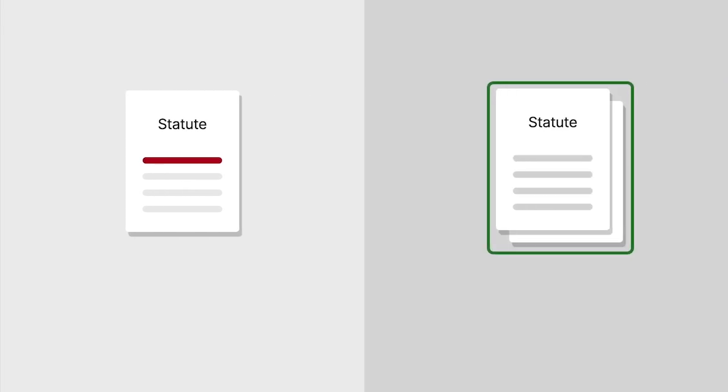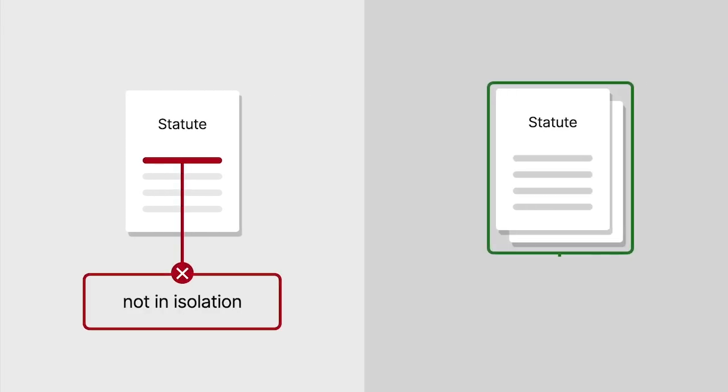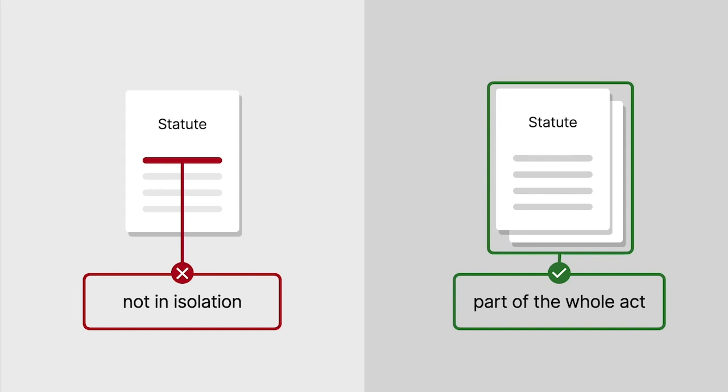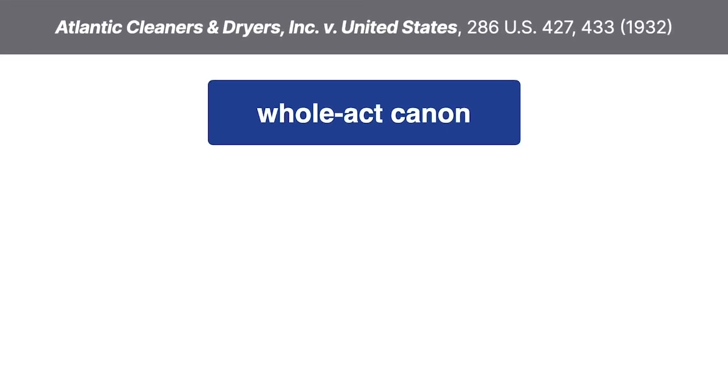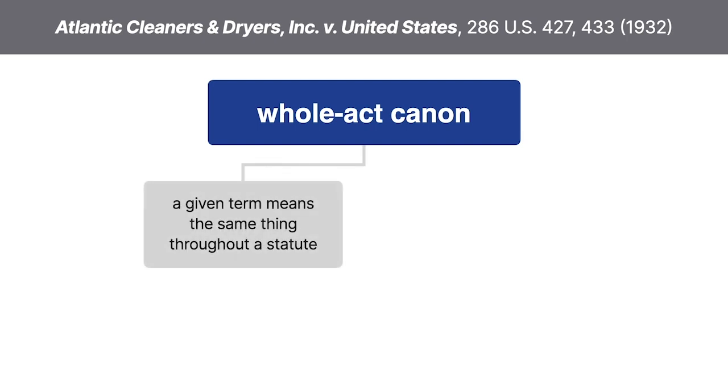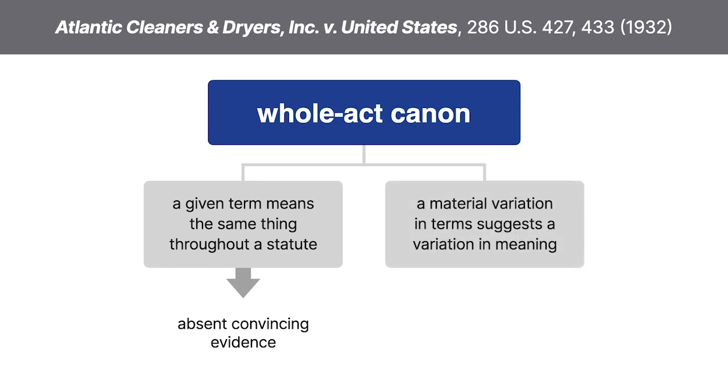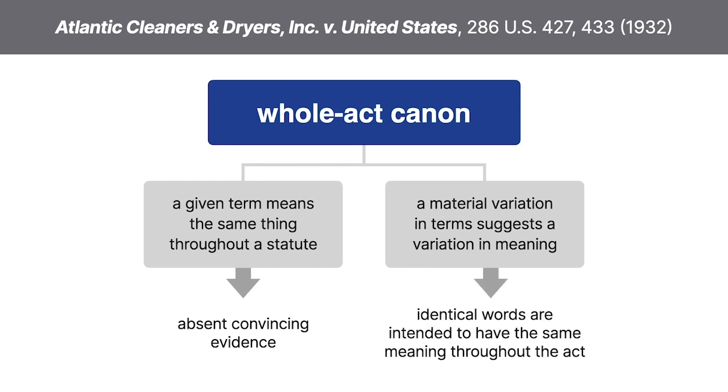Statutory language must be interpreted not in isolation, but instead as part of the whole act. Especially in complex statutes, the entire document provides context for each part. This canon presumes that, absent convincing evidence otherwise, a given term means the same thing throughout a statute. Moreover, a material variation in terms suggests a variation in meaning. This arises from the natural presumption that identical words are intended to have the same meaning when used in different parts of the same act.